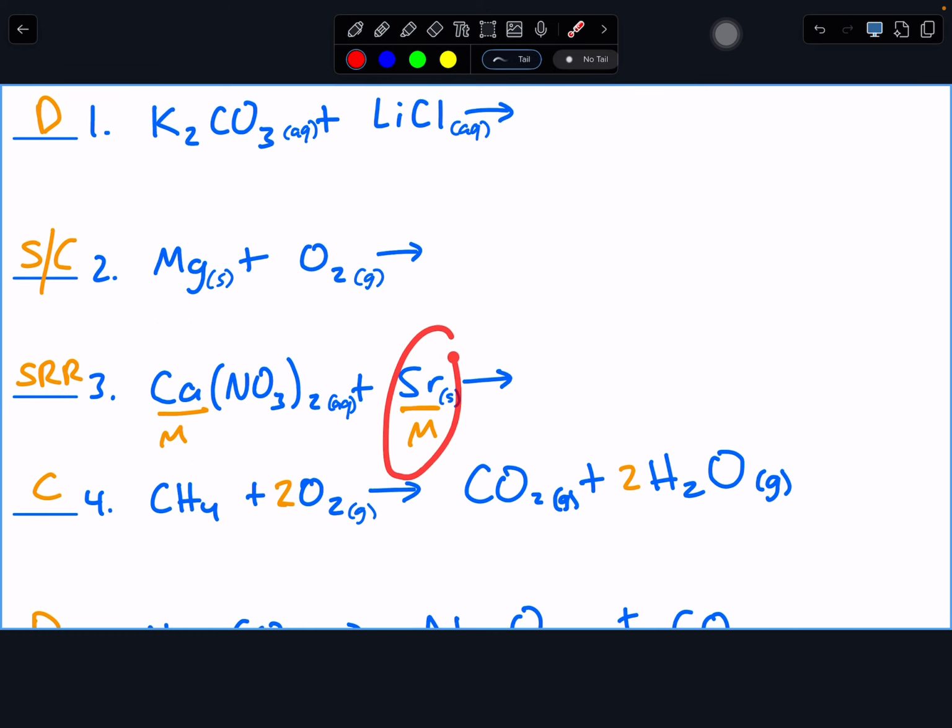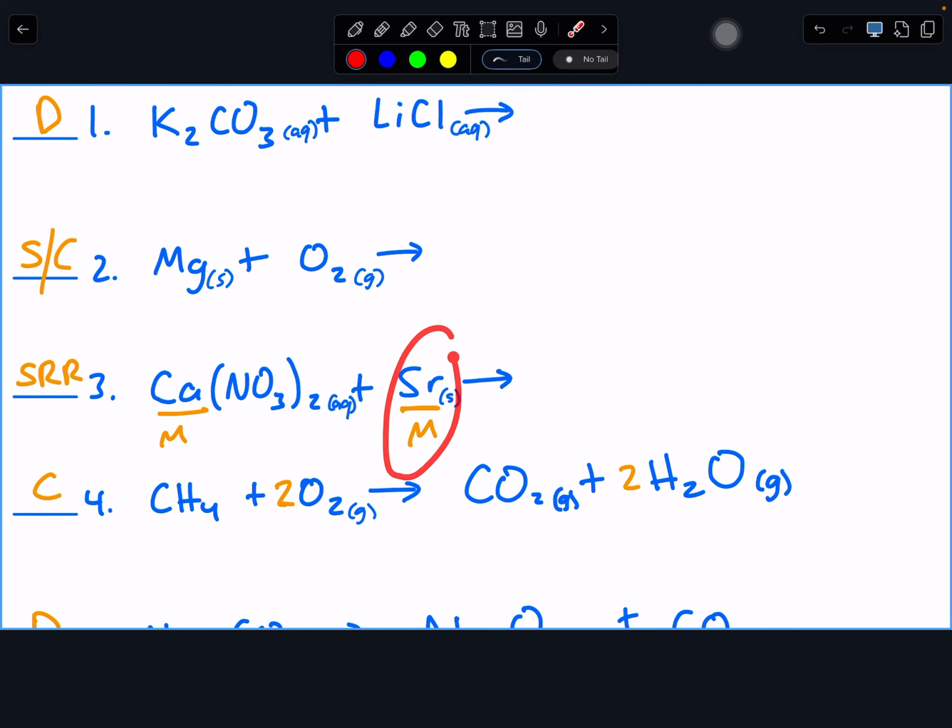Okay, how many calciums here? 1. It's balanced. And here's 1. There's 2 NO3s, 2 NO3s, 1 Sr, 1 Sr. Cool? Okay. 2 more.